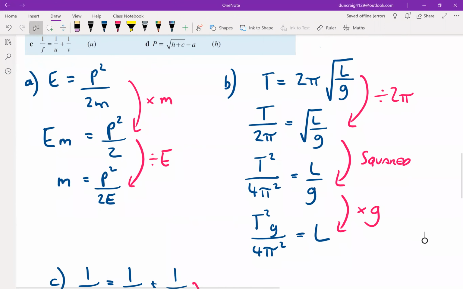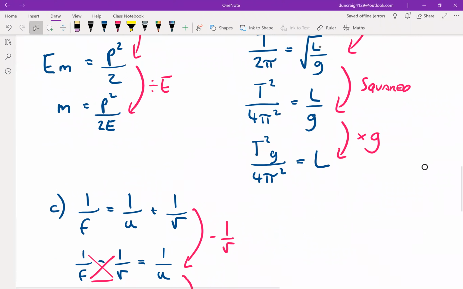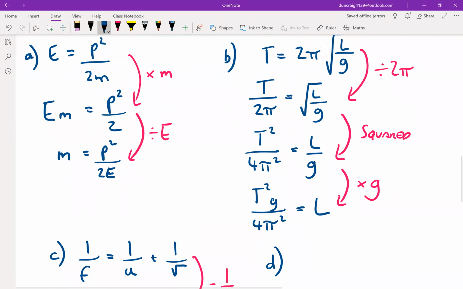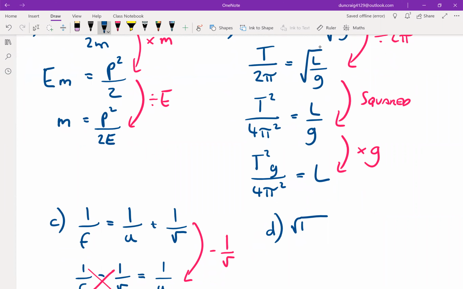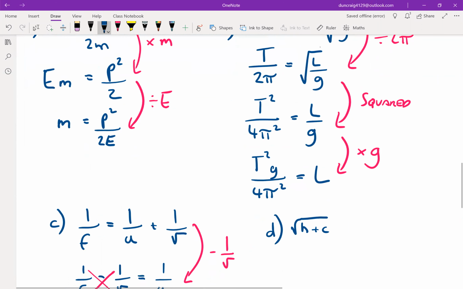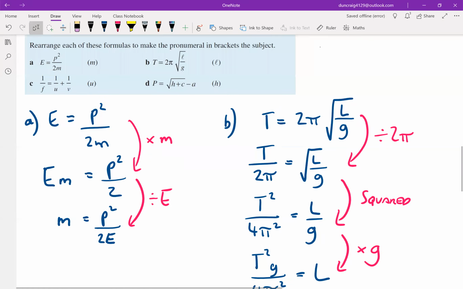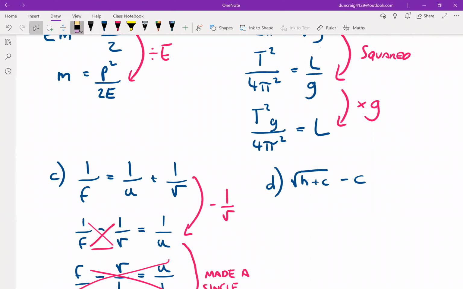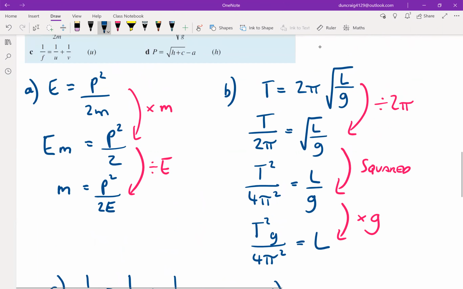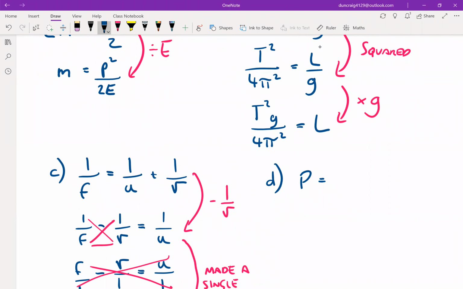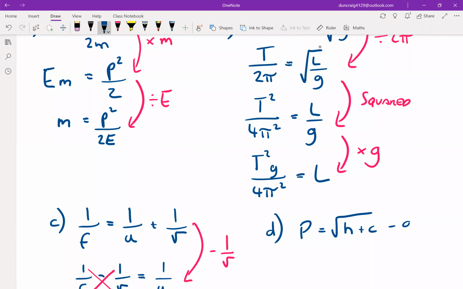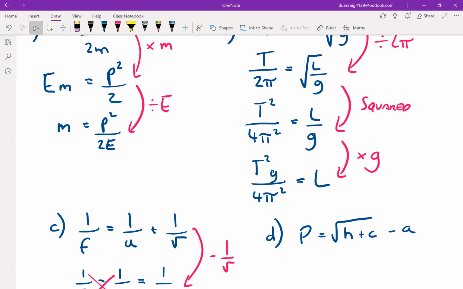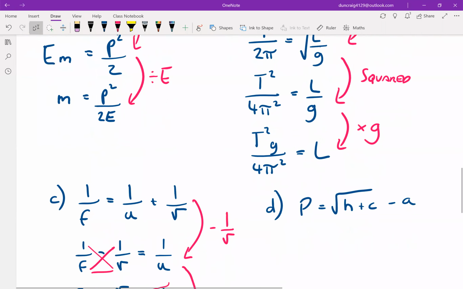And final example here. For part D, we've got the square root of H plus C, take A, and we want to make H the subject. Whoops, I forgot to include the actual subject of that one there. So P is equal to the square root of H plus C, take A, and I want to make H the subject.